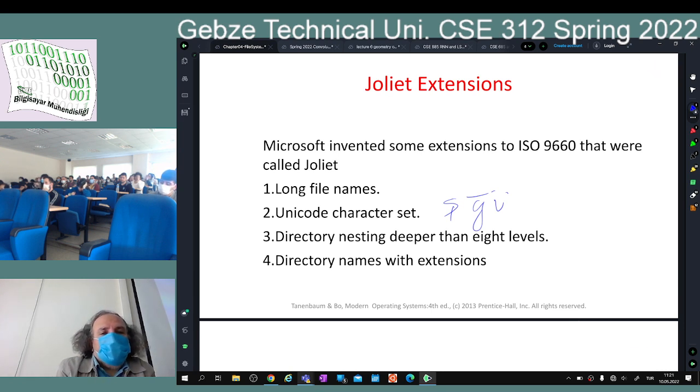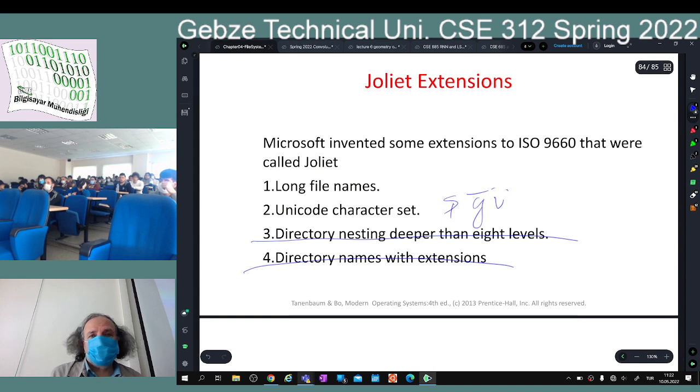Okay, and directory nesting deeper than 8 levels. If you like to have a directory under another directory, the original one can go at most 8 levels. If you like to go deeper than 8 levels, then you need this extension. And again, directory names with extensions. You have a directory name, but I like to have an extension to it, then you need to use this Joliet extension.